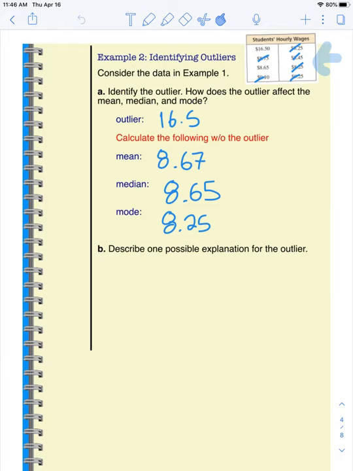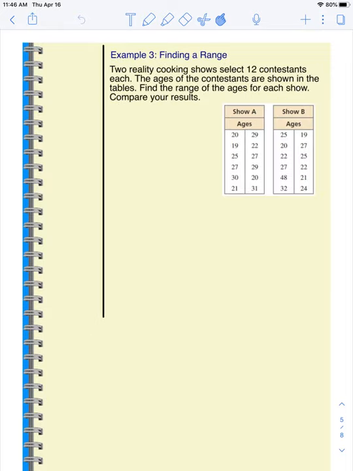The median was only 0.05 off, which makes sense that we use the median as the measure of center. Then the mode is the same, but it's still the lowest number, and the mean this time is much more accurate.